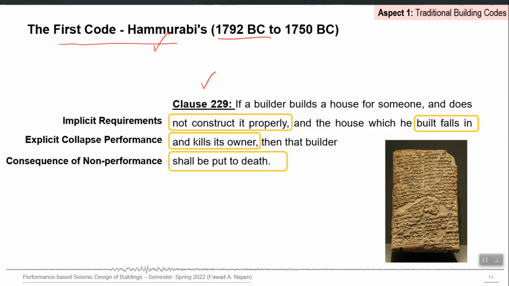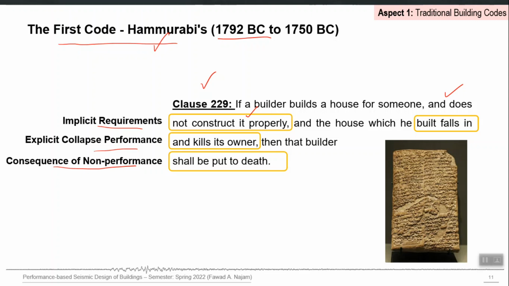For example, it doesn't say what constructing it properly means. It simply says if it is not properly constructed, which means that the requirement is implicitly given. It doesn't define what it means by constructing properly. And the house which he built falls in, which means the collapse performance is explicitly mentioned. If the house falls and it kills its owner, then that builder shall be put to death. So the consequence of non-performance is also mentioned there, right?